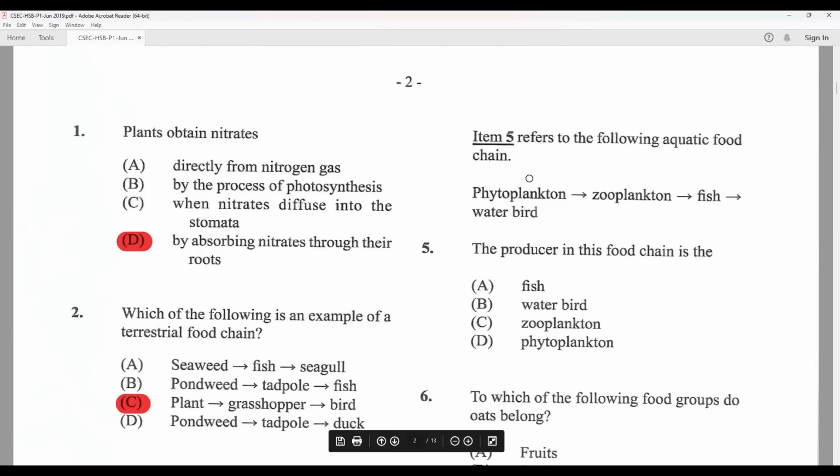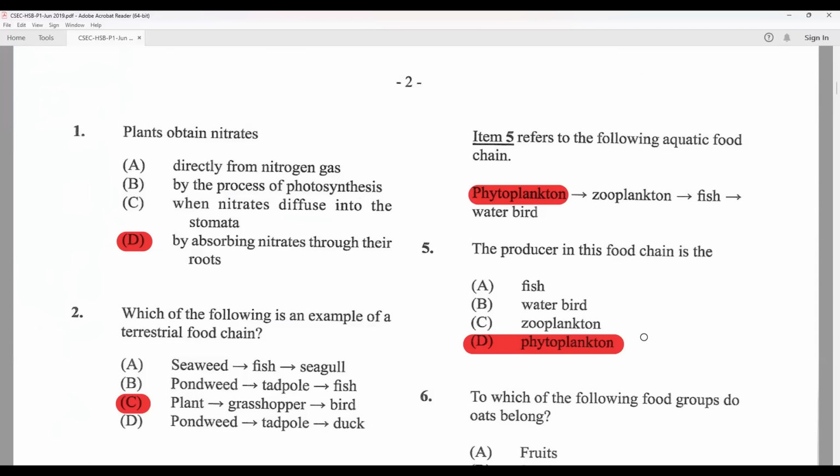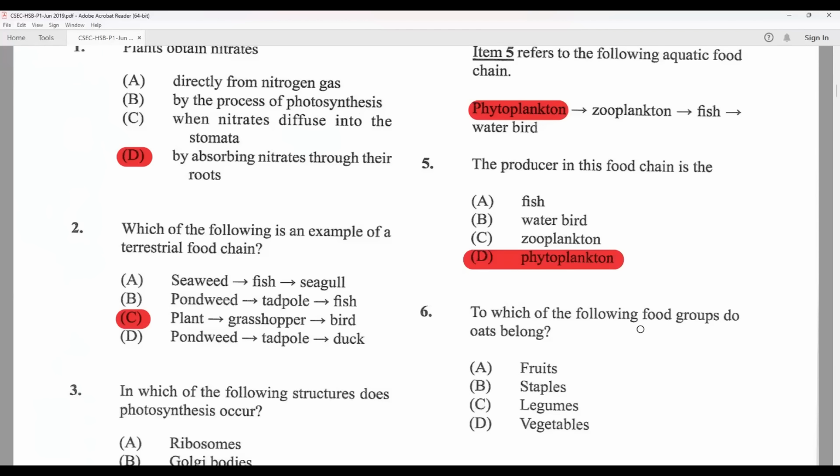Question 5 refers to the following aquatic food chain. We have a food chain. The producer in this food chain is the first organism, which is phytoplankton. So we are selecting D as our answer.